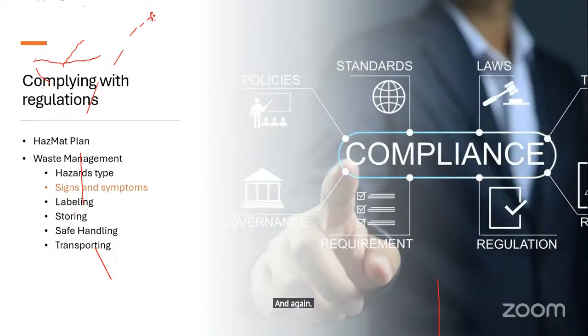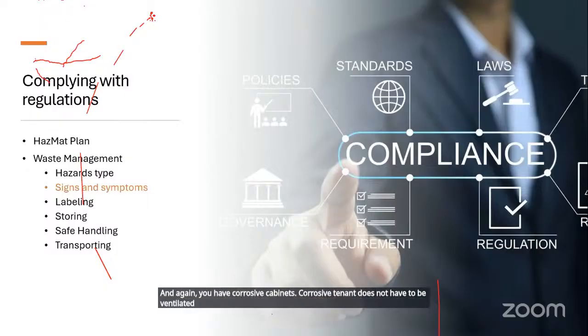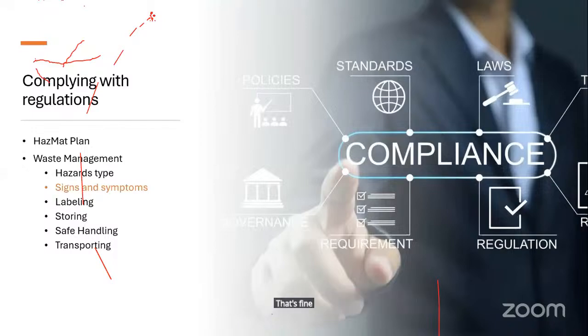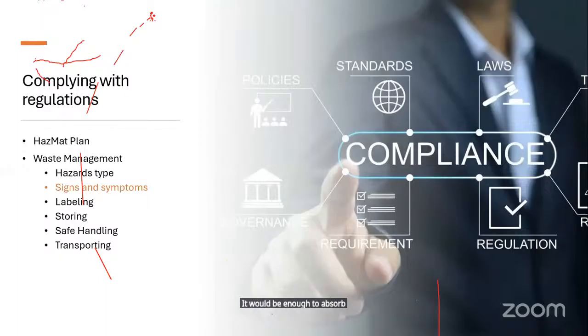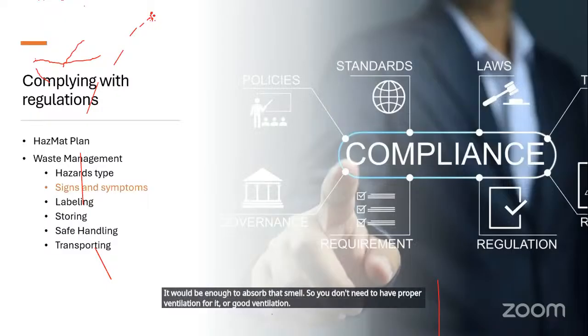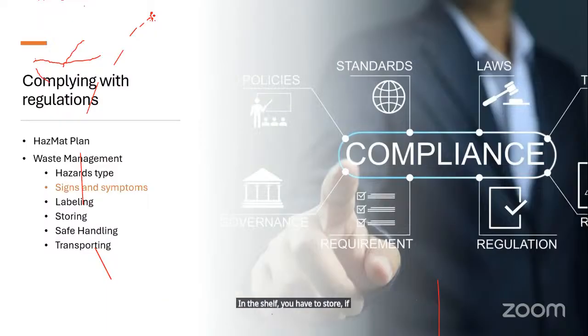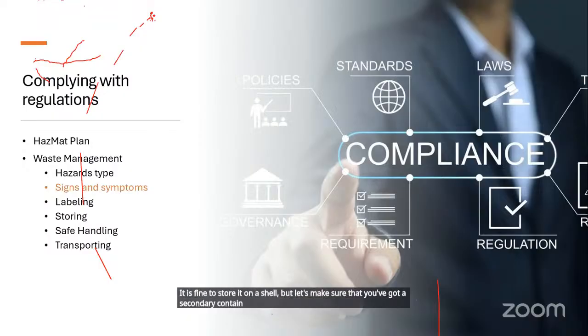And again, you have corrosive cabinets. A corrosive cabinet does not have to be ventilated. It does not have to be double layer, so it could be any cabinet. You can make it out of wood, that's fine. You can make it out of plastic, that's fine. You can put any activated charcoal in there; it would be enough to absorb the smell. So you don't need to have proper or good ventilation for it. If you do not have large quantities of corrosives, it is fine to store them on a shelf, but make sure that you put a secondary containment underneath.